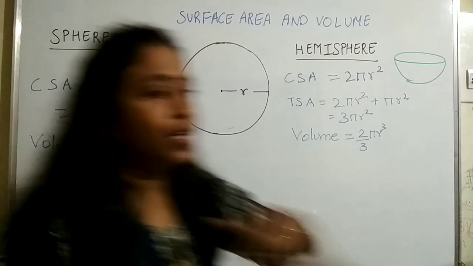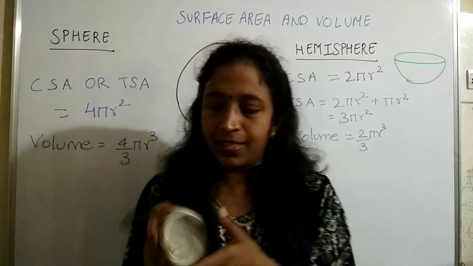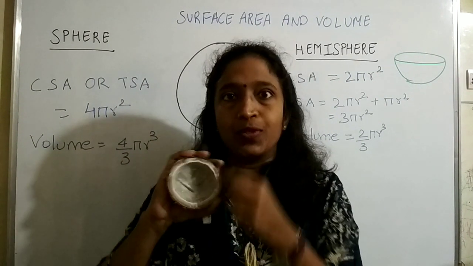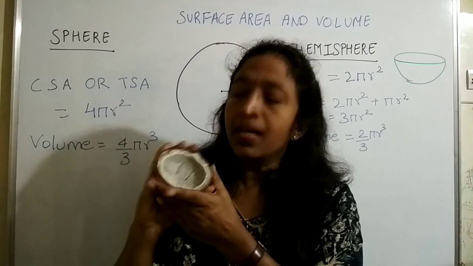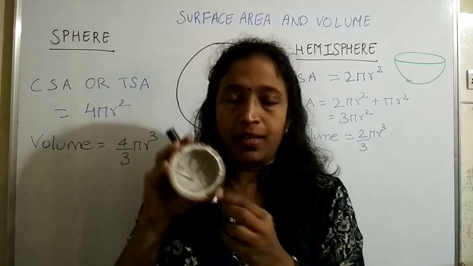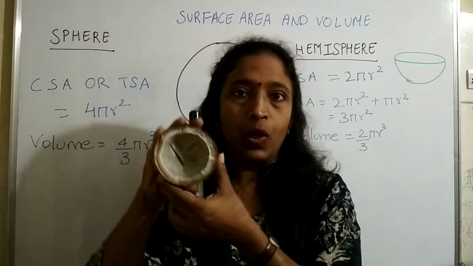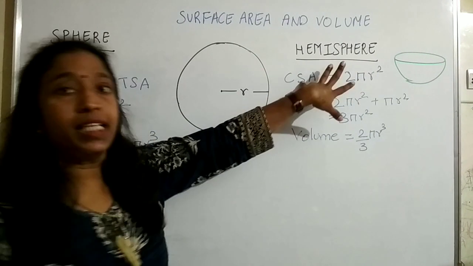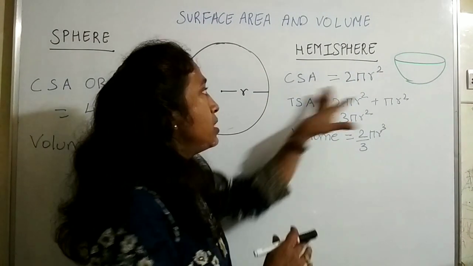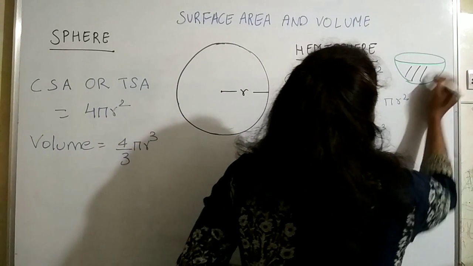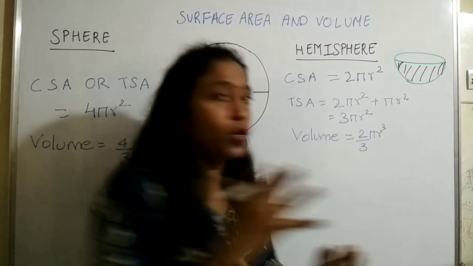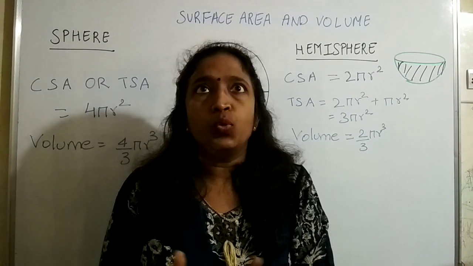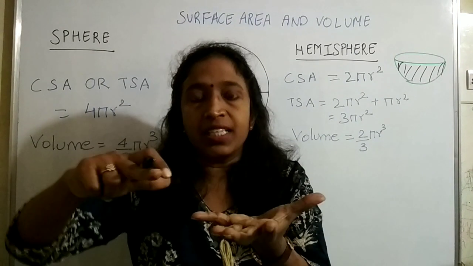When I say hemisphere, I have just taken a small example here. This is just a coconut half shell, the best example for a coconut, and here you have thickness. As I said, the hollow part we will also do. So here there's a hollow hemisphere, a hemisphere with a thickness. So here we can say CSA, which is nothing but only this outer portion. Here we have two surfaces, the curved portion and, for example, the lid. If the lid is covered, then we say TSA.